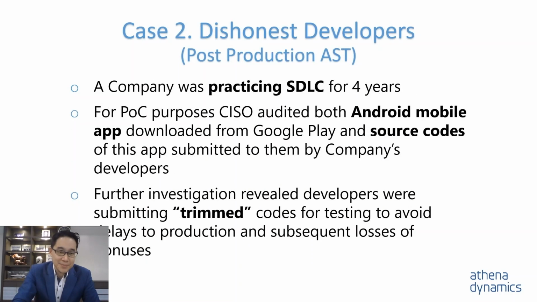The second and final case study is to do with dishonest developers, post-production AST, okay? Now, the big problem that some of the tools in the market solve today is that they understand that in the rush to get code out into production, very often people take tiny snippets of code from GitHub, from Google itself, in order to actually develop their code quickly, rushing into production.